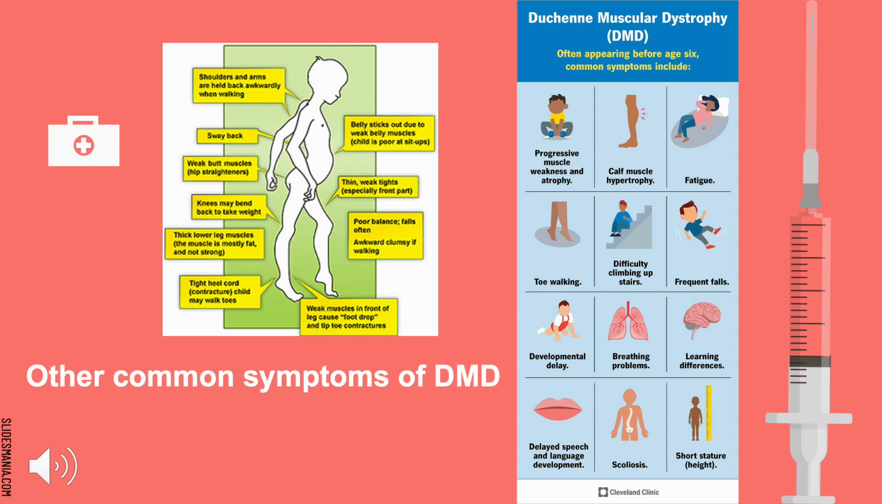Other common symptoms that can occur in Duchenne muscular dystrophy include calf muscle hypertrophy. This is an increase in muscle size like swelling, fatigue, where a person feels very weak, toe walking, short stature, which is height that is impaired, scoliosis, learning difficulties. Sometimes the belly sticks out due to weak stomach muscles. The knees may bend back to take the weight.